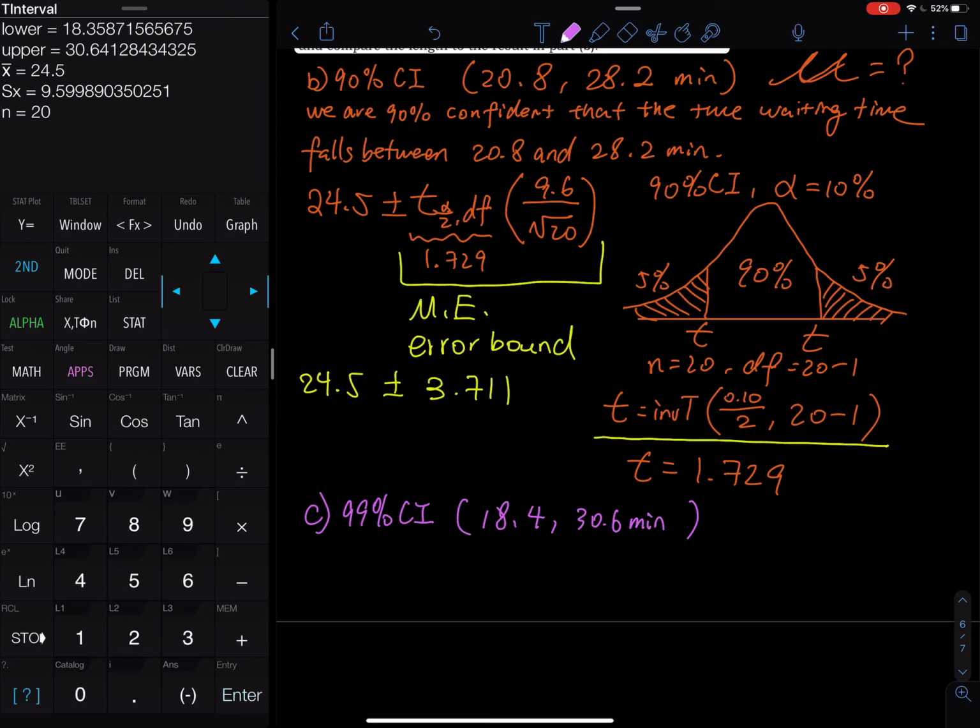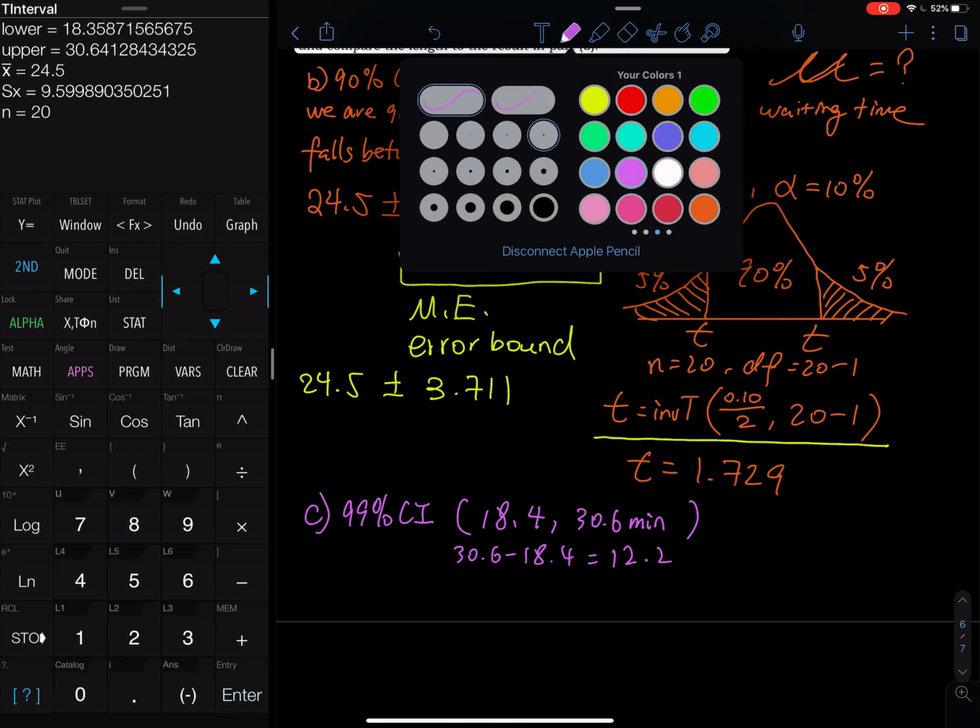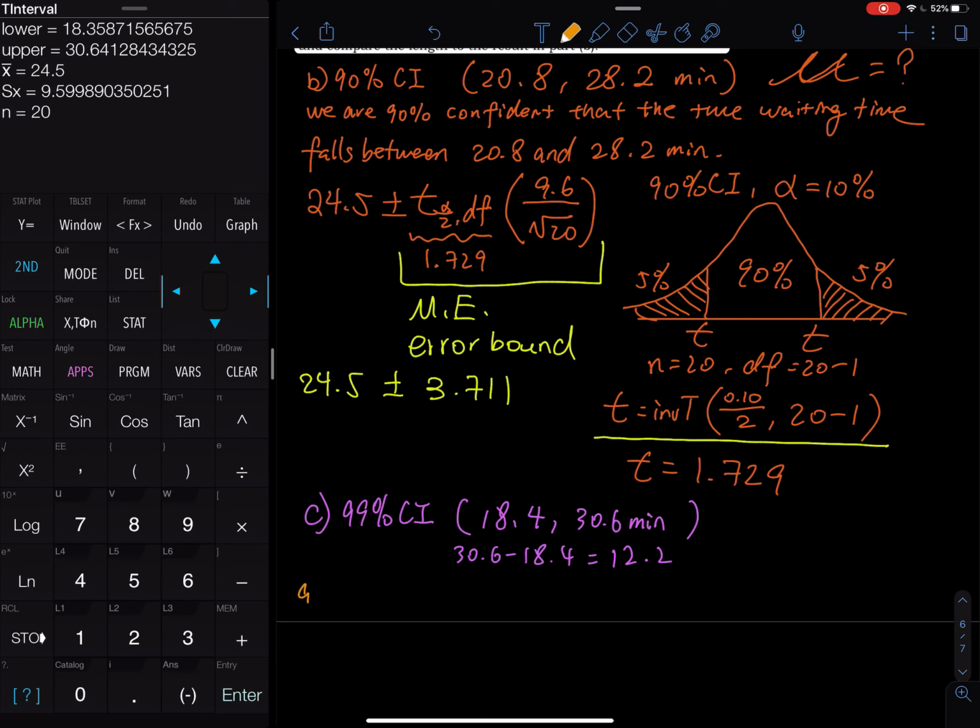So what is the length? The length is you take 30.6 minus 18.4. So that equals, oh, not 2.2, 12.2. And then what about your 90%? Your 90%, you have to take 28.2 minus 20.8. So which interval is longer? 28.2 minus 20.8, that equals 7.4. So that tells me the 99% is longer and the 90% is shorter.